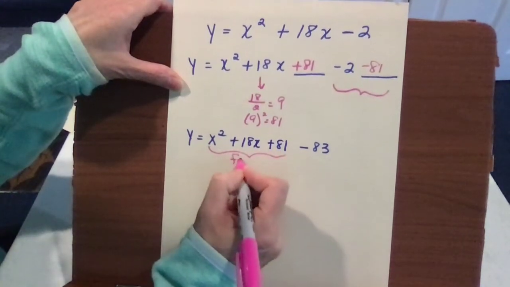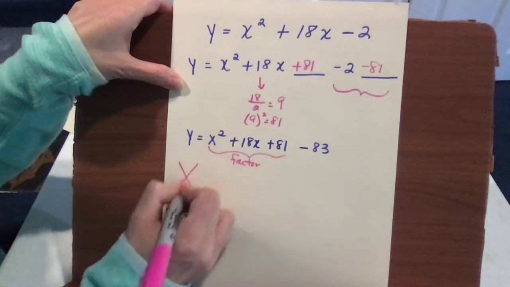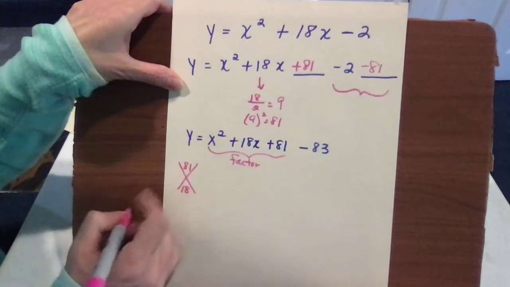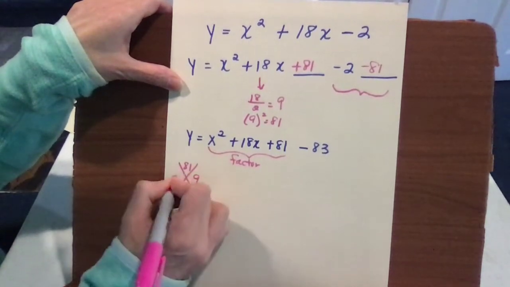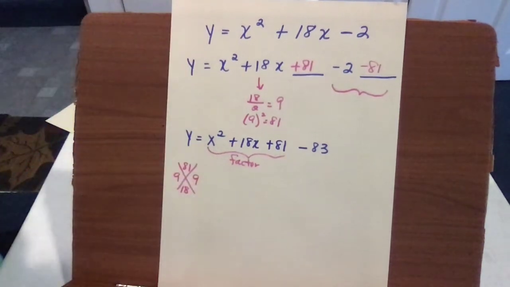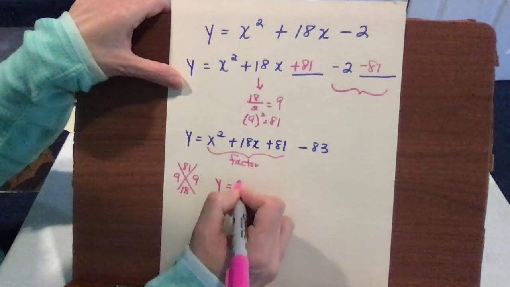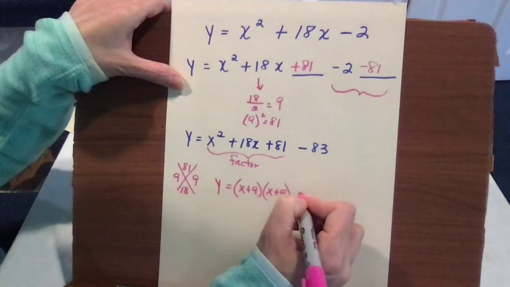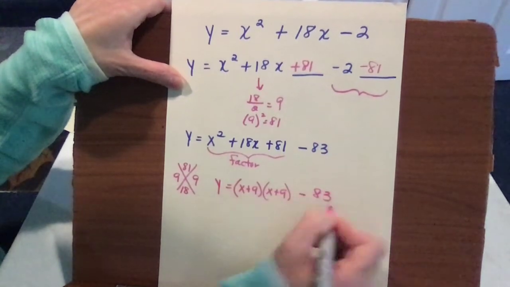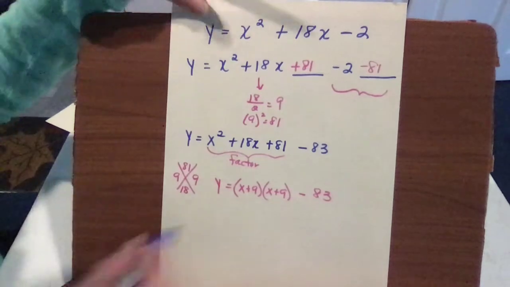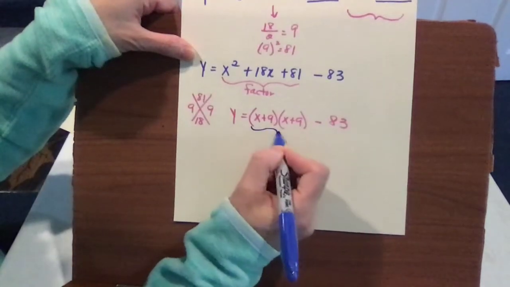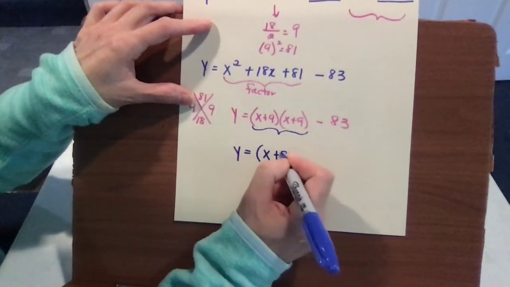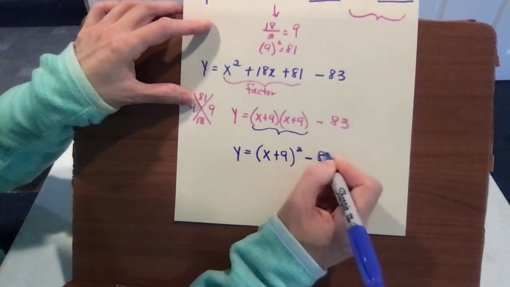We're going to factor this. So on the side, our diamond, 81 in the top of our diamond, 18 in the bottom. Factors of 81 that can add to 18 are 9 and 9, both positive. So we wind up with y equals the quantity of x plus 9, the quantity of x plus 9, minus 83. All right, so now we can rewrite our equation in vertex form. Any quantity times itself is the quantity squared, so y equals the quantity of x plus 9 squared minus 83.